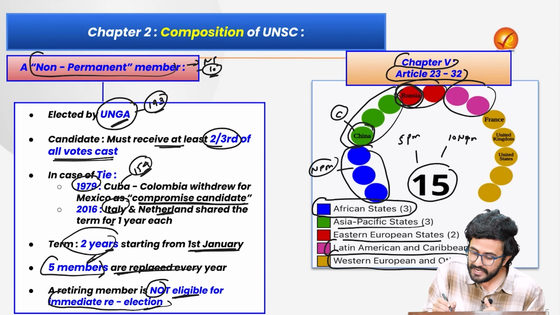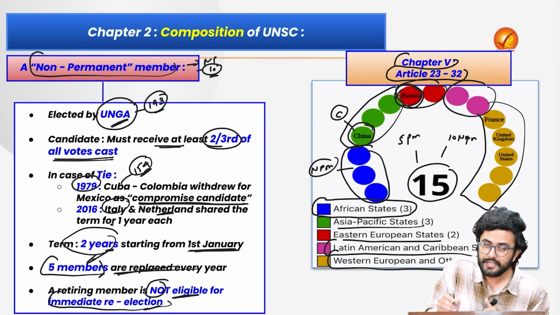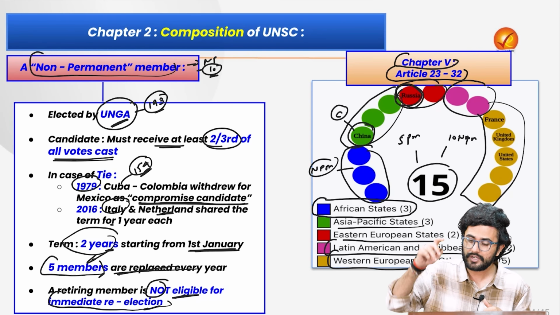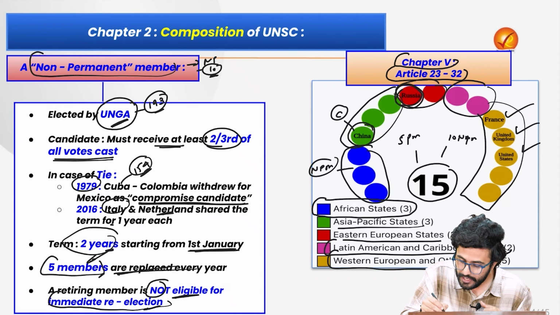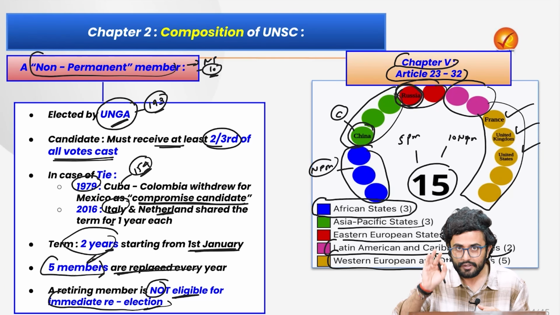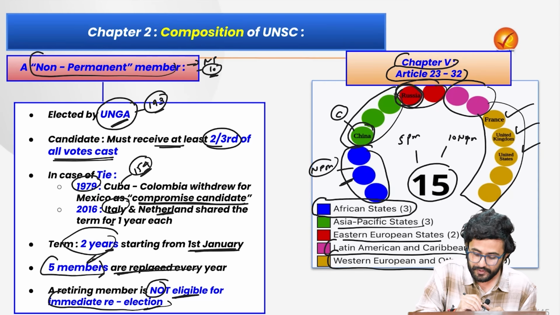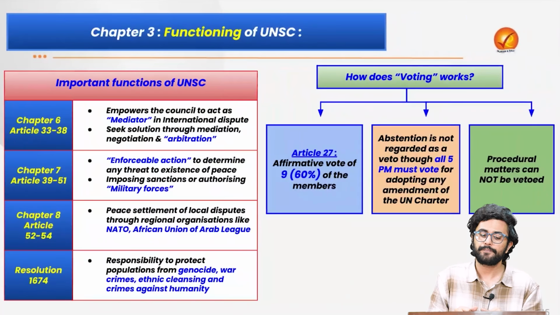And Western European and other states have 5 seats, out of which 3 are reserved for the big powers of 1945, that is France, UK and USA. Here, look at this table very closely and notice how there is no permanent member from either the African states or the Latin American and Caribbean states.